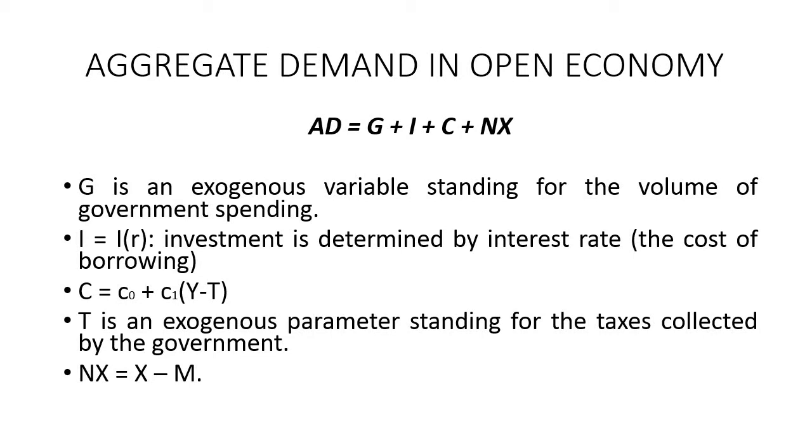So when analyzing aggregate demand in open economy, it contains all the components we have discussed so far plus net export. So net export is calculated as demand of foreign consumers for domestically produced goods minus demand of domestic consumers for goods produced abroad. So export minus import.